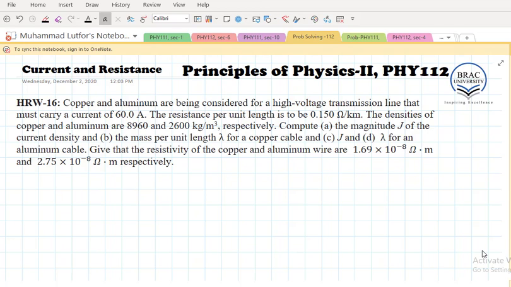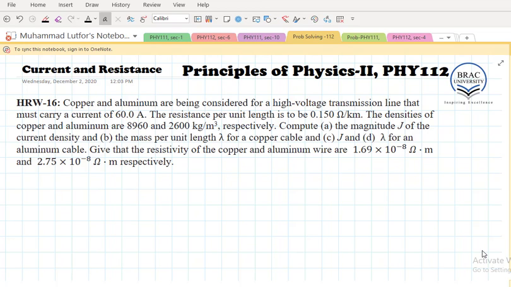Hi everyone, this is problem number 16 from Reasoning Holiday Walker from chapter 26, which is actually the current and resistance. In this problem, it said that copper and aluminum wire are being considered for a high voltage transmission line that must carry a current of 60 ampere. The resistance per unit length of this wire would be 0.15 ohm per kilometer.